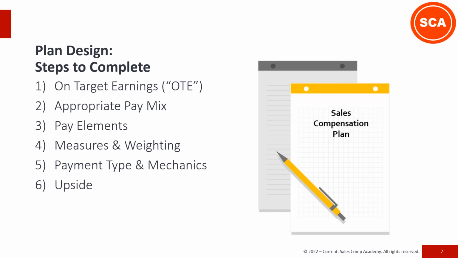The 6 steps are on target earnings or OTE, appropriate pay mix, pay elements, measures and weighting, payment type and mechanics, and upside. Once all of these steps are completed, you will have a plan design or a plan structure in place to create a sales compensation plan. Let's go over these 6 core design steps to create a plan structure.